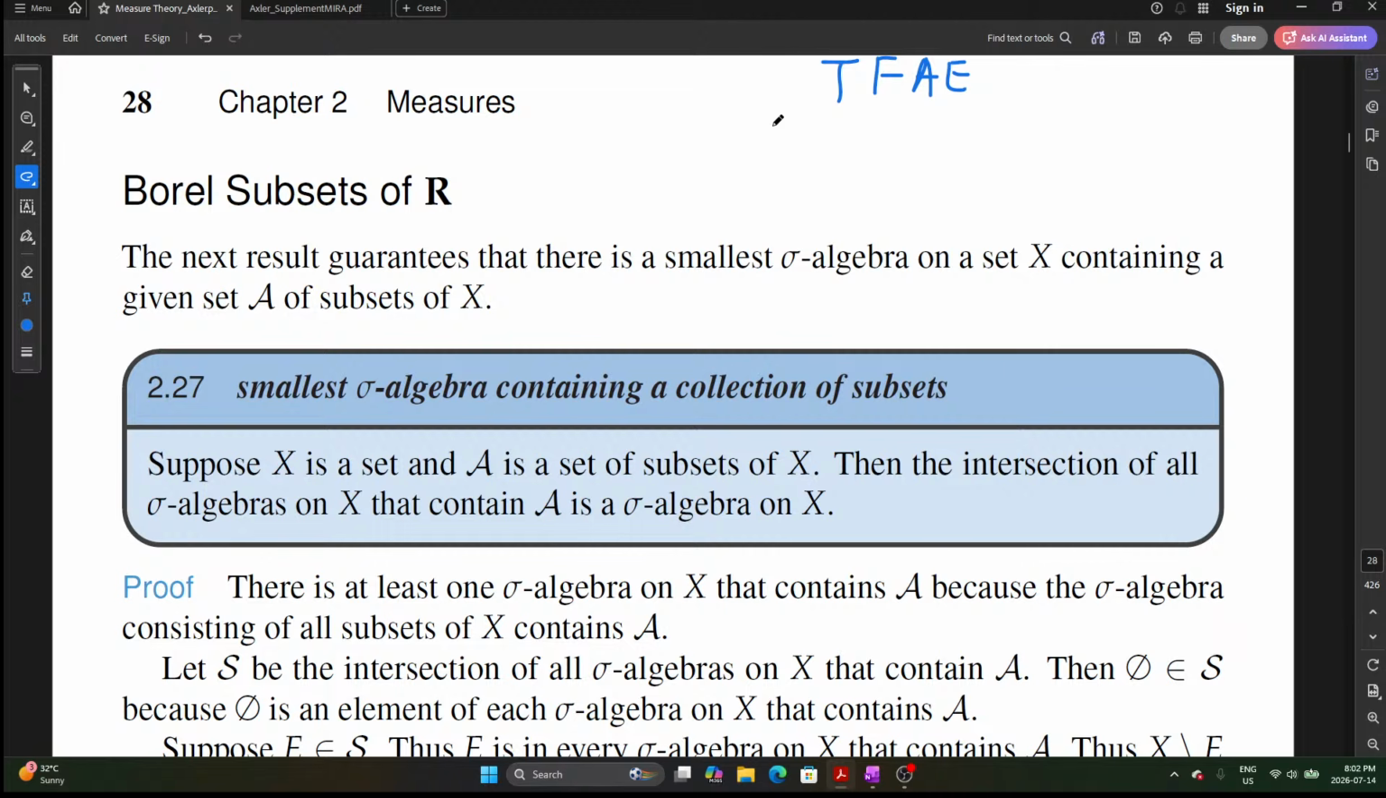Okay, so imagine this situation. You have a set X. Let me just draw a Venn diagram, X. And there are certain subsets of X that you're particularly interested in. They don't have to be disjoint or anything. It's just that there are certain classes of subsets of X.